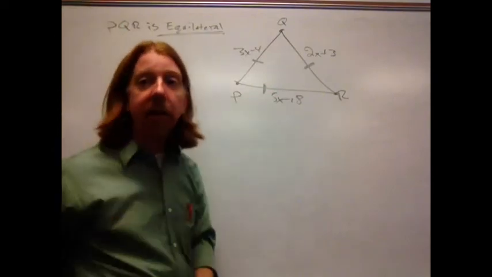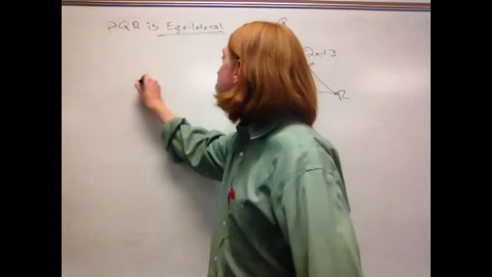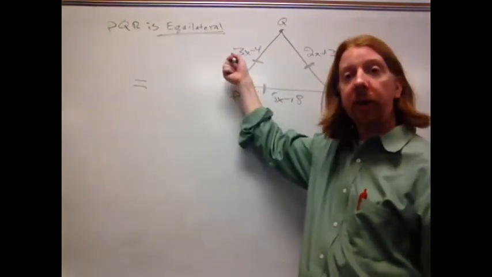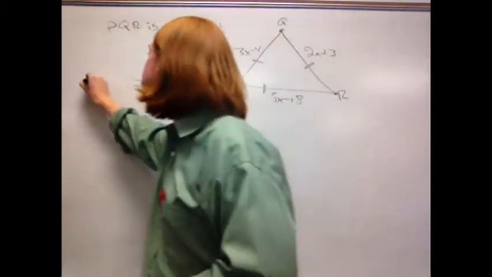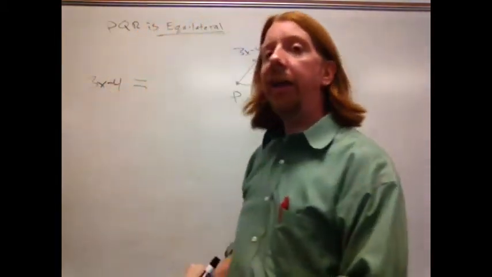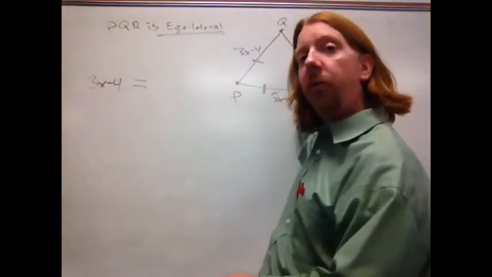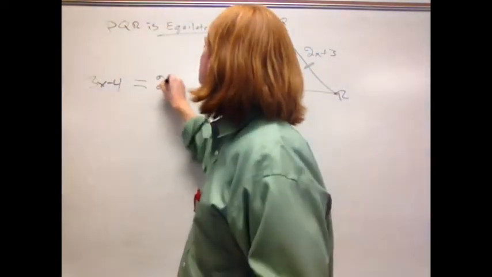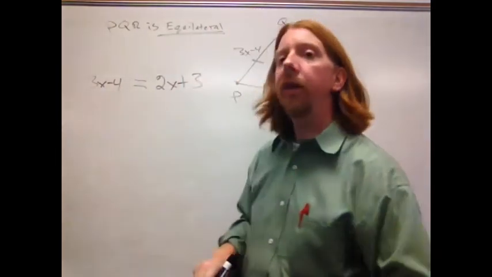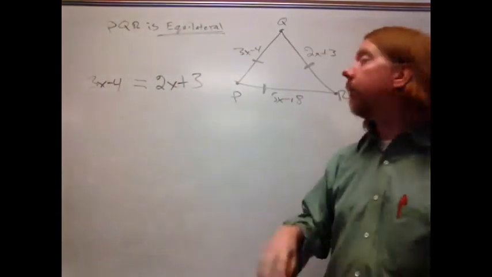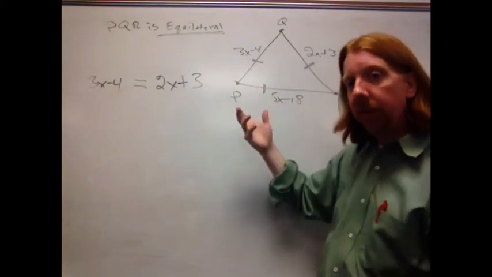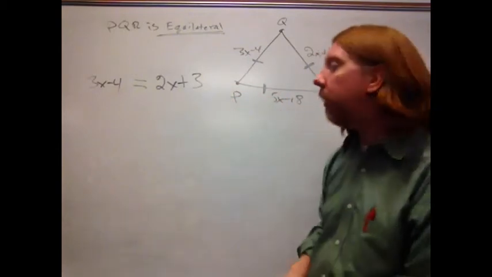There are two sides in an equation, so I'm going to take things from one side and put it on both there. So I take 3x minus 4, for example. And I can set that equal to, say, about 2x plus 3, the side over here. So I'll put that here, 2x plus 3. Now I can solve that equation. Now I could pick any two of these sides to match up because it's equilateral. All three are equal to each other.